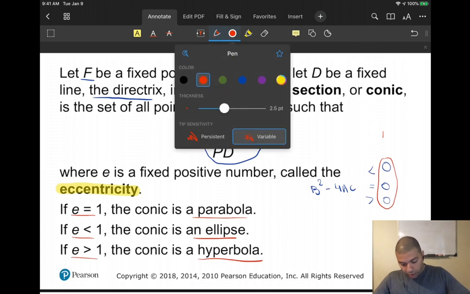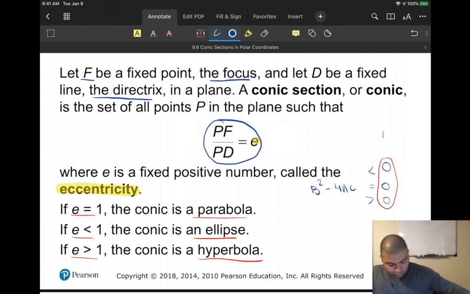One way that I like to think about that number too is to think about it as a measure of the weirdness of the conic, if that makes any sense. So an ellipse is a lot less weird than a hyperbola, right?